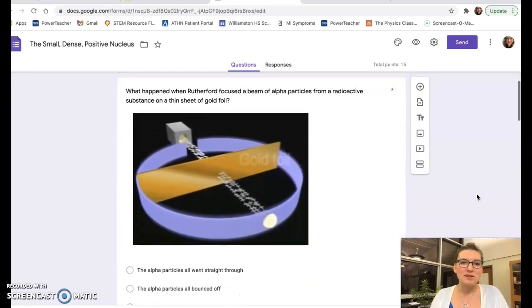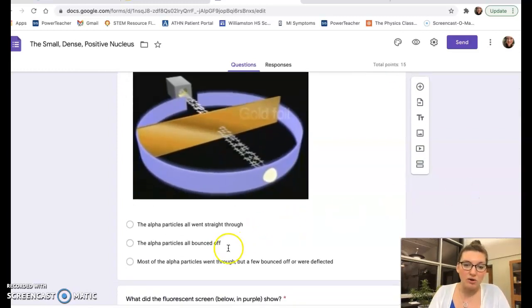So what happened when Rutherford focused a beam of alpha particles from a radioactive substance on a thin sheet of gold foil? Did all the alpha particles go straight through? Did they bounce off? Or did most of them go through but a few bounce off or were deflected? So most of them went through, but a few of them did bounce off or get deflected, and they were deflected by the tiny nuclei of those atoms.